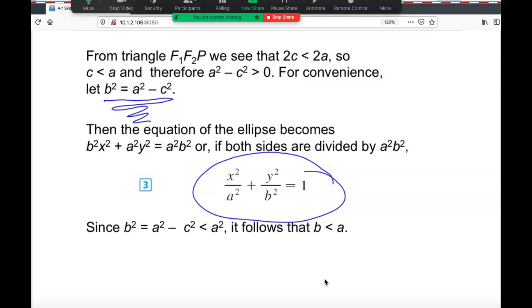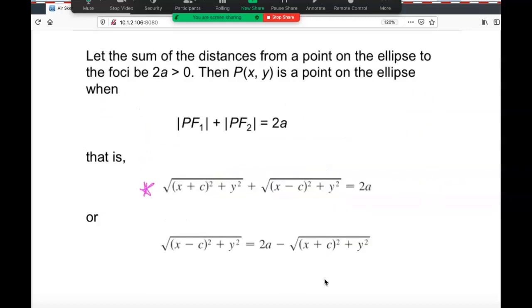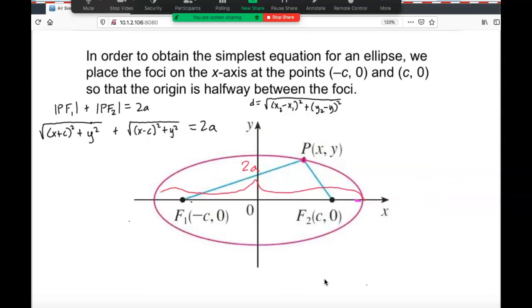One important thing to note is that b is the distance from the center to the vertex of the minor axis. So a is the distance from the center to a vertex of the major axis, b is the distance from the center to the vertex of the minor axis, and c is the distance from the center to a focus.